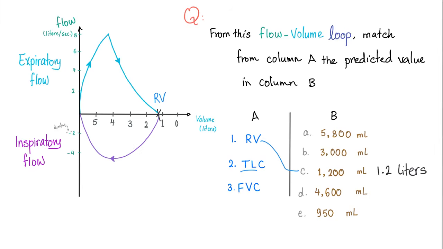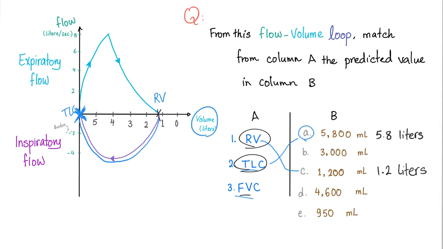Next, what is the total lung capacity? Here is the volume in liters, and when the patient inspires to the fullest, he reaches the TLC, which is here. So the answer is going to be 5800. Third, what is the FVC? This is so easy. The FVC is the difference between the total lung capacity and the residual volume.